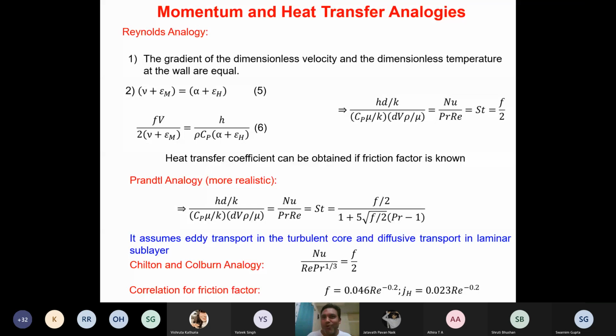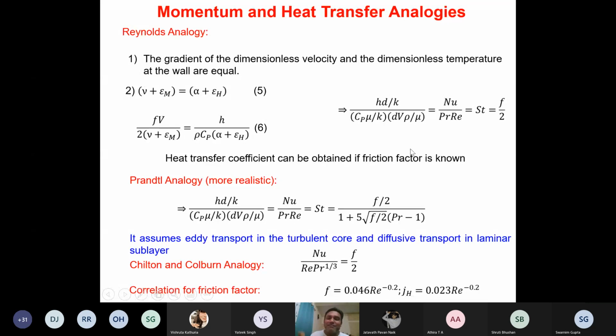So can you see the advantage of these analogies? Isn't it? We started with saying that this problem is difficult, because both the velocity problem as well as the heat transfer problem have to be solved simultaneously. Then we said that we will simplify this by using correlations, isn't it? And now we are saying that we don't even require correlations. We just require a friction factor. If you know the friction factor value by some means, then we can just find out the heat transfer coefficient directly. That is what it is. Okay.